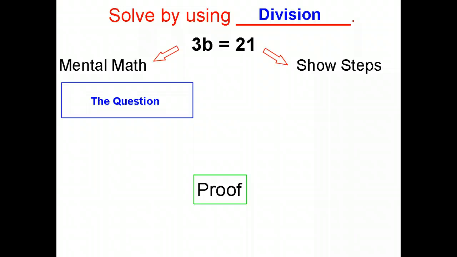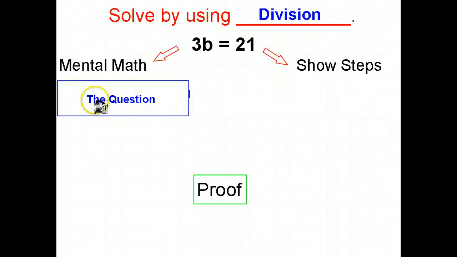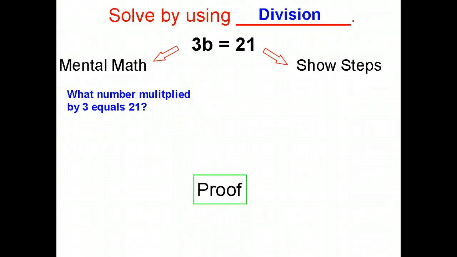So I start out with mental math, and I see 3 times b equals 21. What this is really asking us is, what multiplied by 3 equals 21? And I'd be willing to bet most of us know that the number is 7. But we need to make sure we prove that.